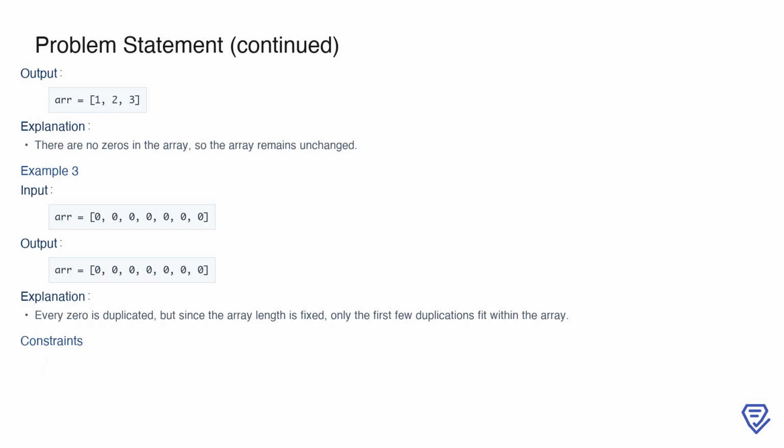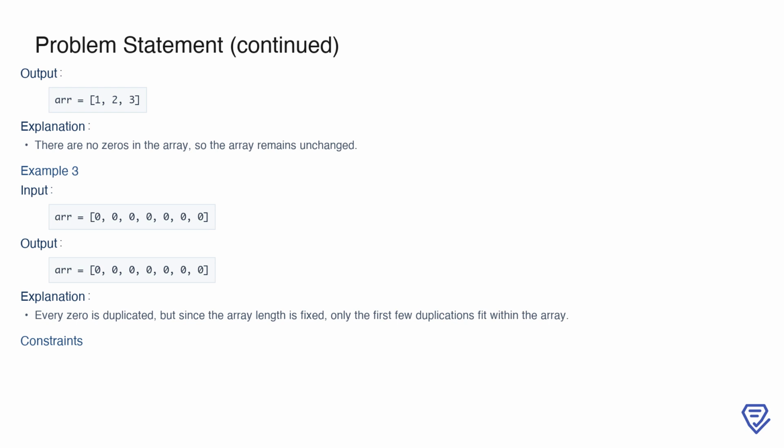Now, consider another example. If the input array is 1, 2, 3, there are no zeros to duplicate. As a result, the array remains unchanged, and the output is simply 1, 2, 3. For a different scenario, let's examine an array made entirely of zeros, like 0, 0, 0, 0, 0, 0, 0. Here, every 0 is duplicated, but because the array length is fixed, only the first few duplications fit within the array. The output remains 0, 0, 0, 0, 0, 0, 0.